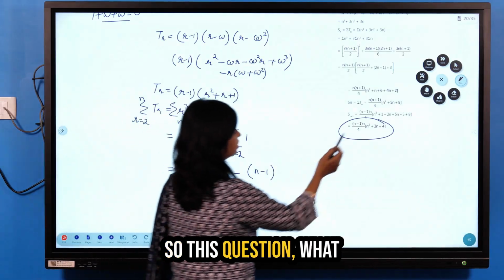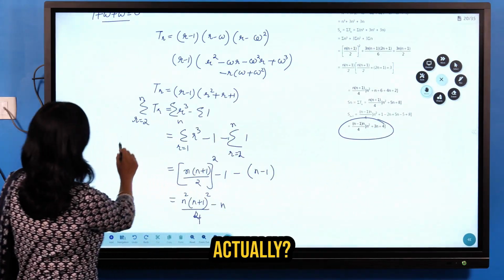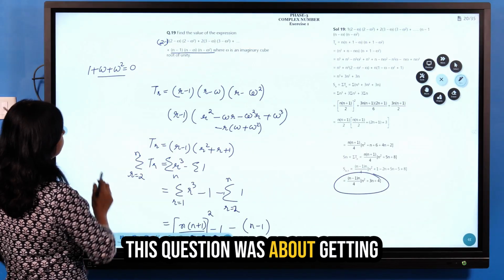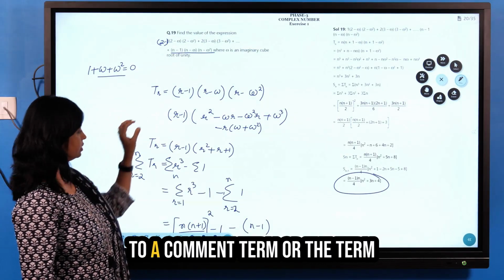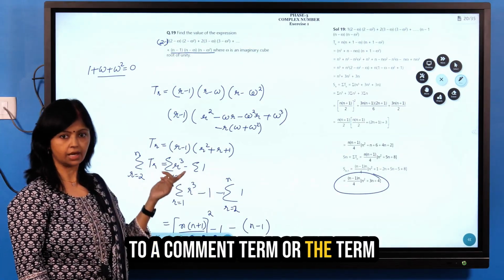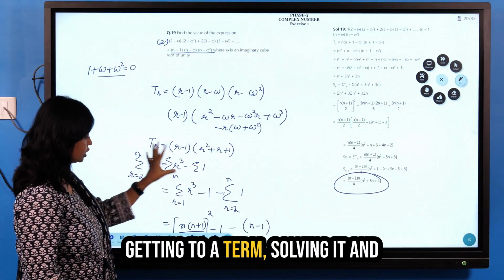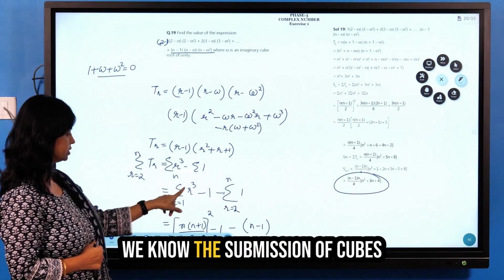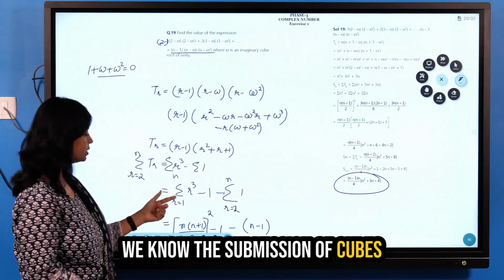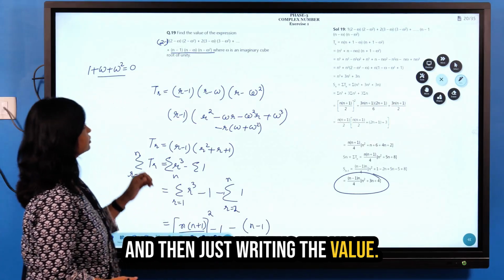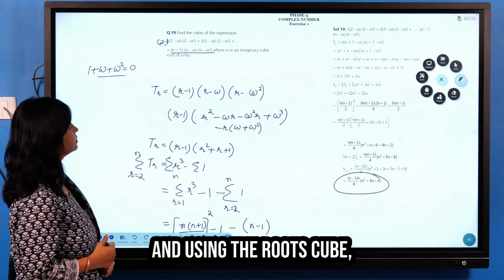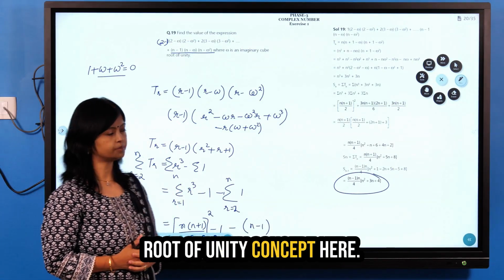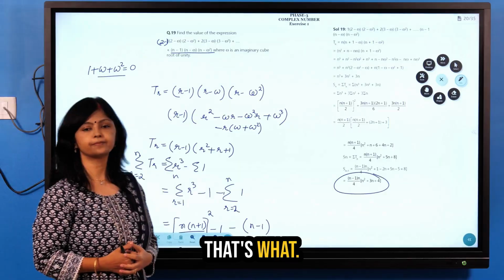So what was this question actually about? This question was about getting to a common term, the rth term, solving it and making it into a known summation. We know the summation of cubes, then just writing the value and using the cube root of unity concept here. That's it. Thank you.